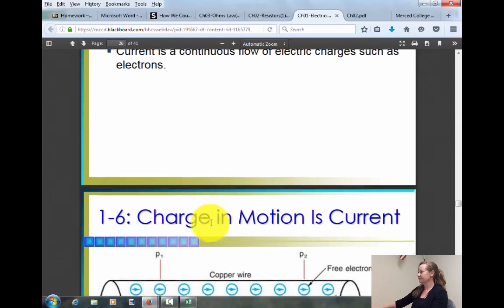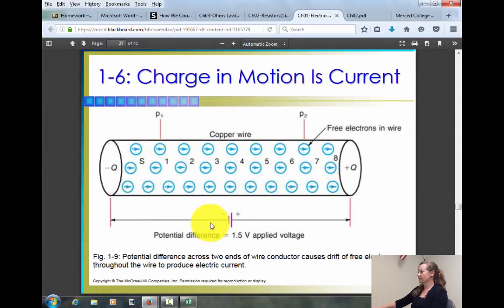Okay. So here's a little picture that's kind of good to keep in your head. The potential difference across two ends of a wire causes drift of free electrons throughout the wire to produce the electric current. So here's our negative, and here's our positive. Notice the electrons are moving from negative to positive. But when we write our circuit diagrams, a lot of times we'll write the current flowing from positive to negative. Though some circuit diagrams will write it from negative to positive. Okay?